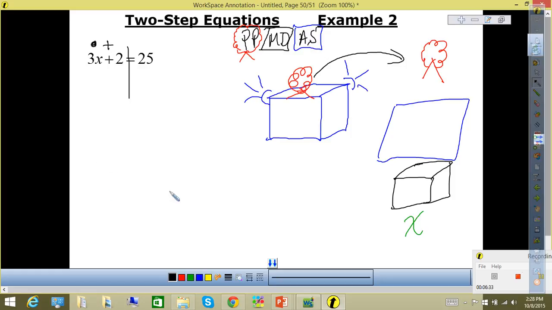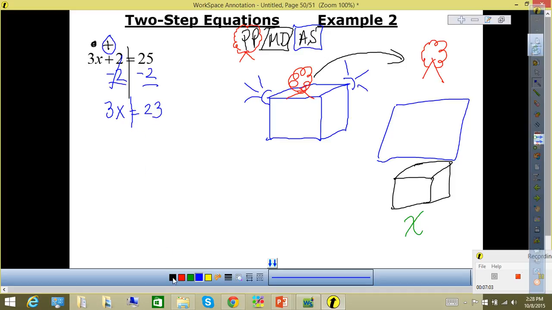Okay. So, looking at this, where do we start according to what we did here? Do we have any parentheses or powers? No. What is the next thing? Addition. So what is the opposite of addition? Subtract 2. Subtract 2. We're left with 3x equals 23.